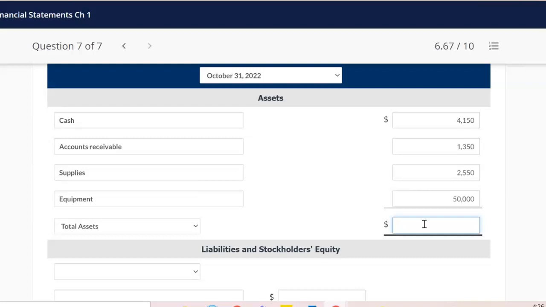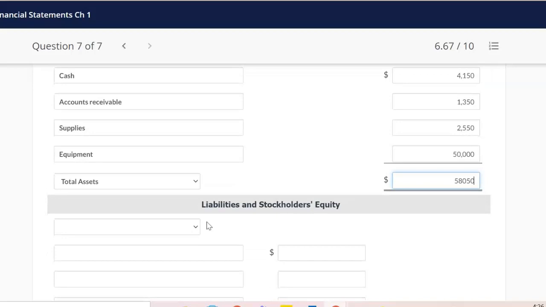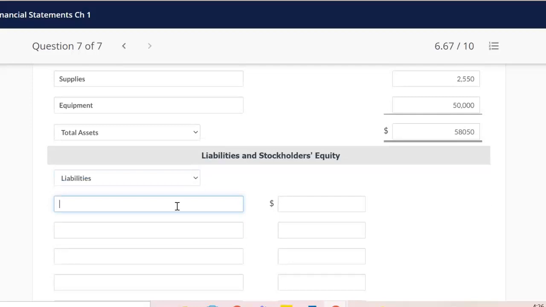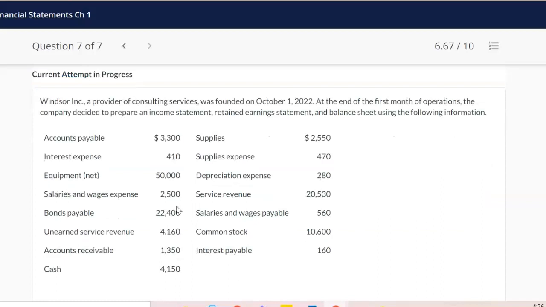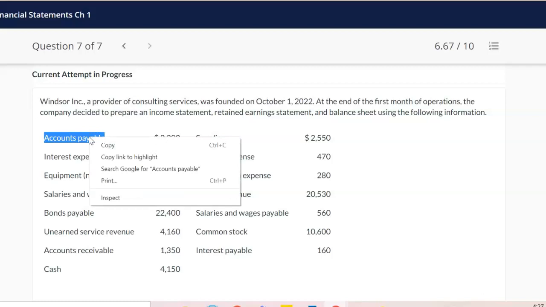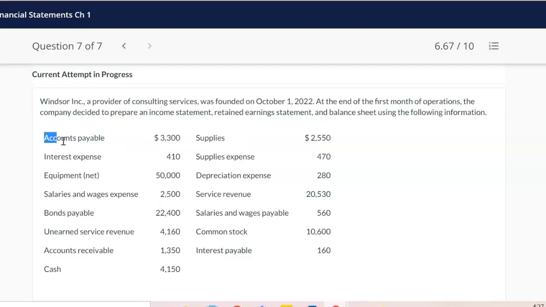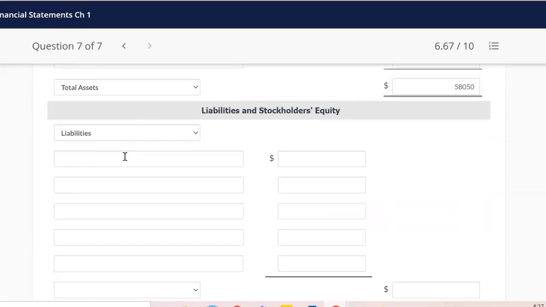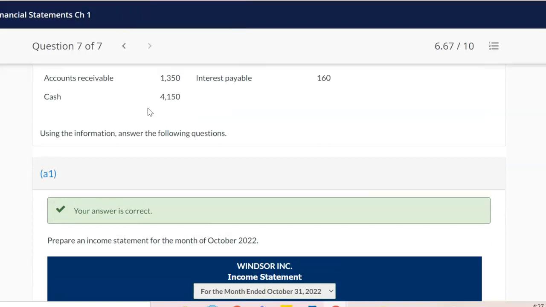Okay. So total is 58,008. Okay, now we go to liabilities. Ah, okay, good. First liability. How many liabilities do you have? Let's go back. We've got a lot of them. All the way up. Accounts payable. Anything that says payable. Also, unearned service revenue is a liability. Accounts payable. Put the total in.